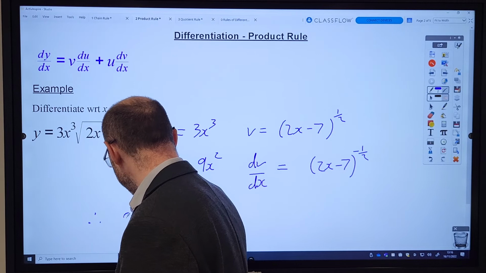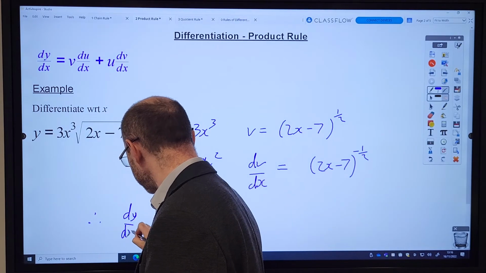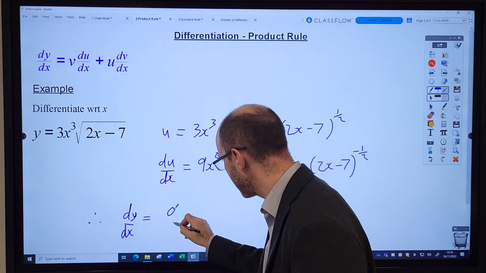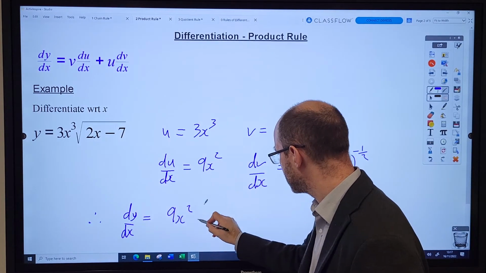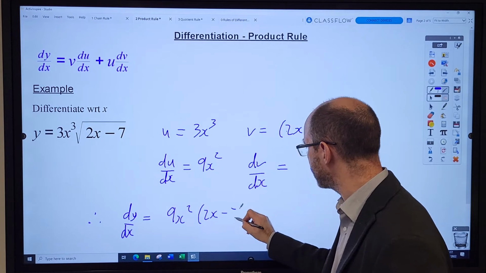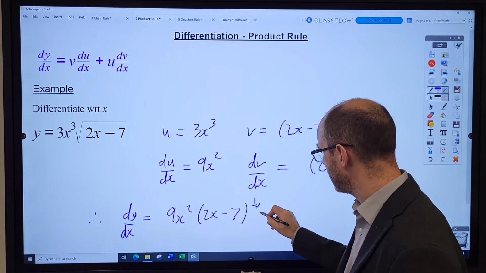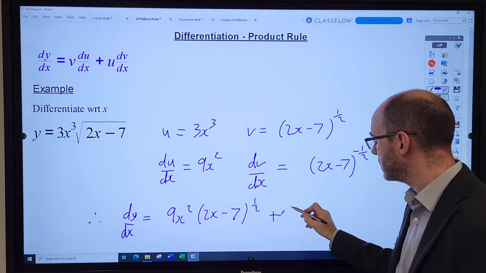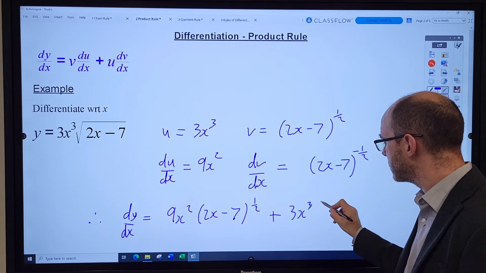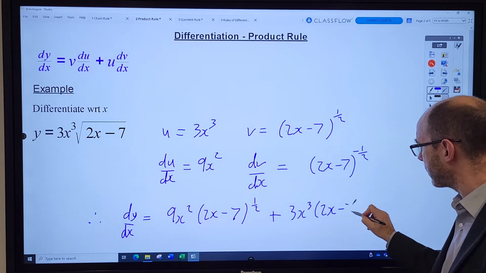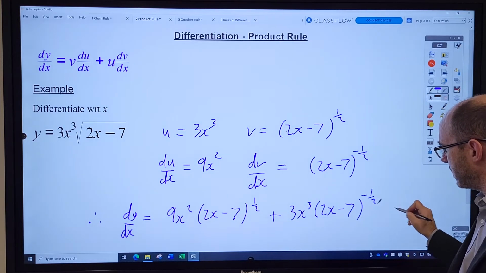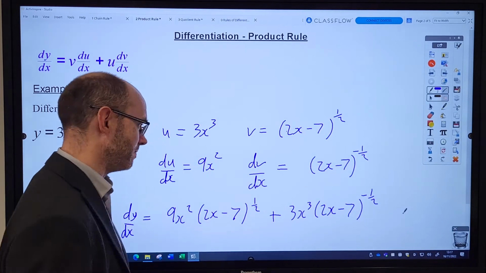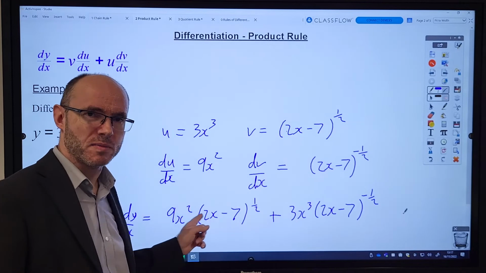So we've got dy dx is equal to v du dx, so that times by that, 9x squared 2x minus 7 to the power of a half, added to u dv dx, so that times by that, 3x cubed 2x minus 7 to the power of negative half. And that's the differentiation bit done. But we can simplify it. It's a bit harder to simplify.